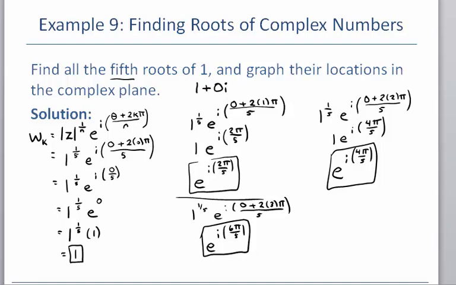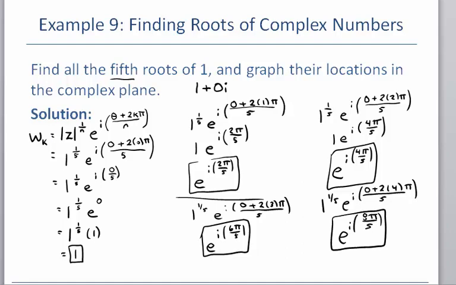And our final one, we'll take 1 to the 1/5, e to the i. We'll use a 4 for the k value, which is going to give us e to the i, and on the top, we'll have 8 pi over 5. And this will be our fifth root.